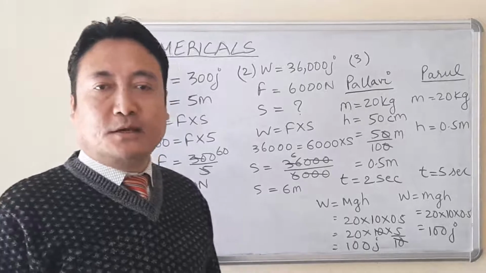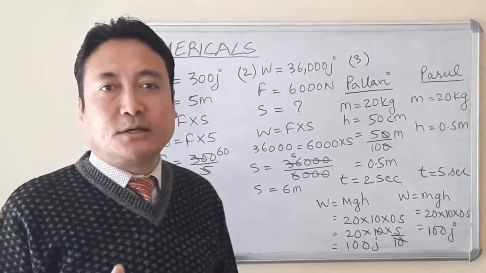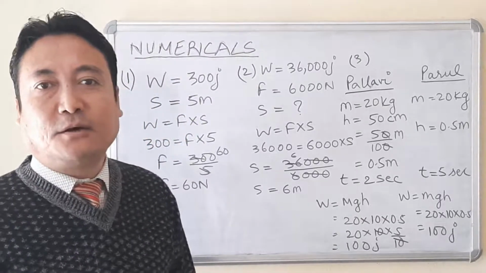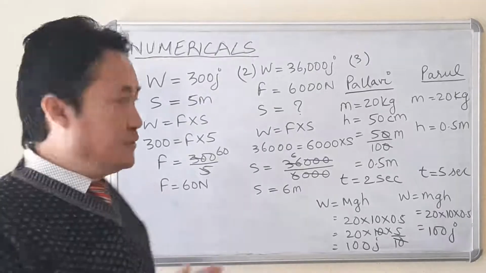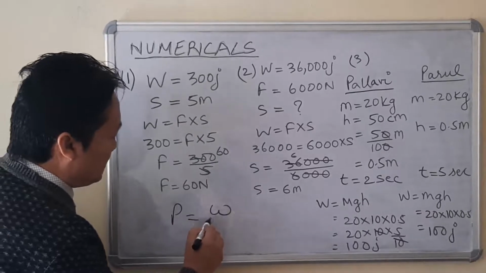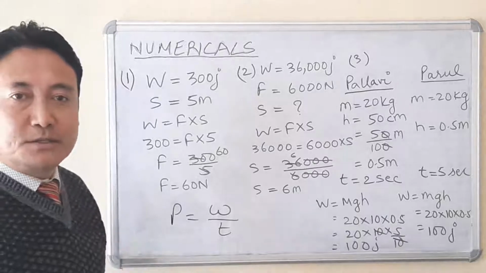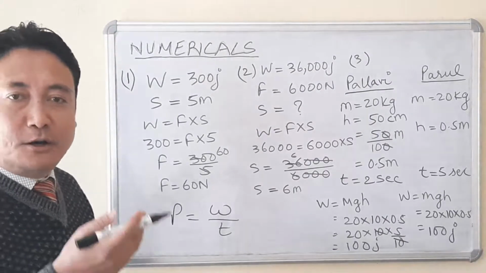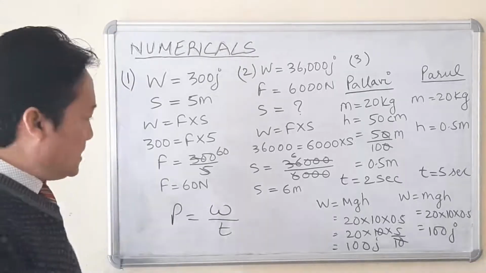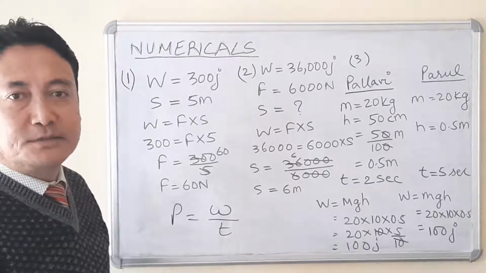So before we come to the numericals of this chapter, I'll tell you about the term power. Power is defined as the rate of doing work. Rate of doing work means work done divided by time. In how much time you will do a work, that we consider as power. And the SI unit of power is watt, W-A-T-T.